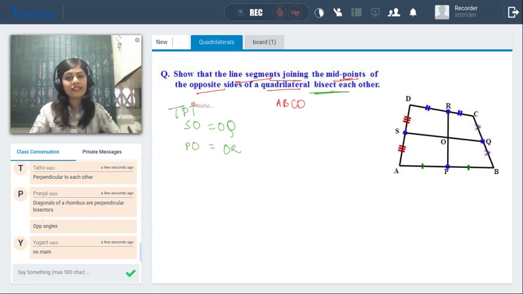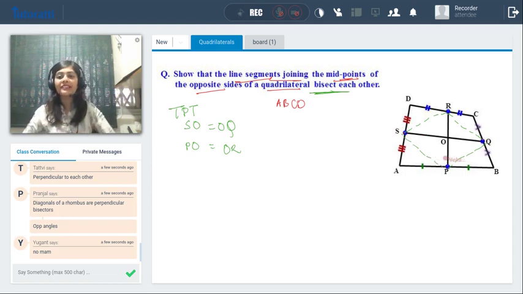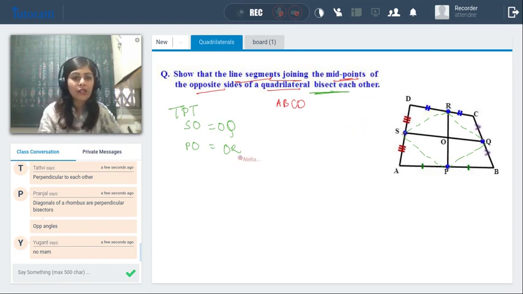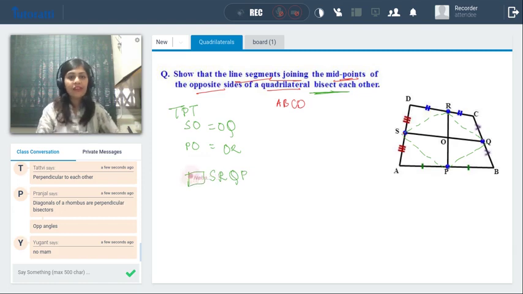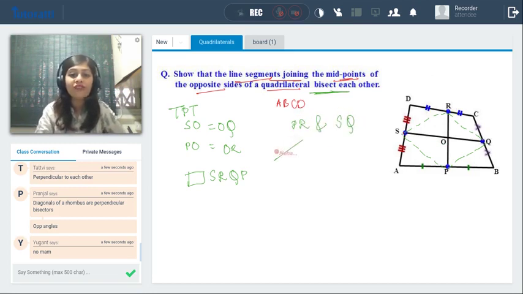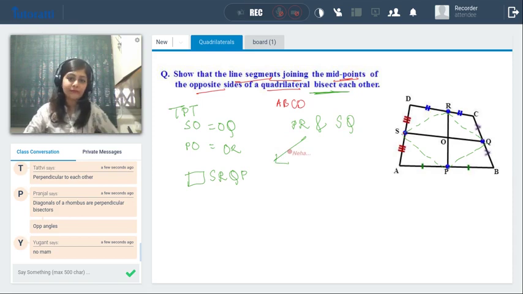Now, students, pay attention to what I'm doing. I'm going to join SR, RQ, PQ, and SP. If I join SR, RQ, PQ, SP, what happens? There's a quadrilateral formed, right? SRQP. There is a quadrilateral formed SRQP. And students, what are PR and SQ? PR and SQ become diagonals of this quadrilateral SRQP.